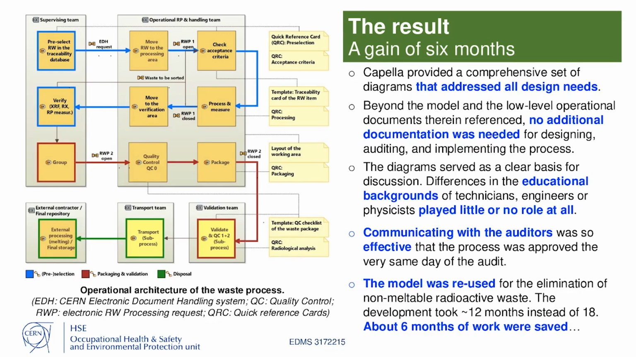Capella provided a comprehensive set of diagrams that addressed all design needs. Here on the left, you have a simplified example of the operational architecture of the top process with the actors, the, let's say, yellow-orange boxes for their activities. And I noted also on the diagrams the, let's say, low-level operational documentation for the technicians, like quick reference cards, templates, layouts of the work site.